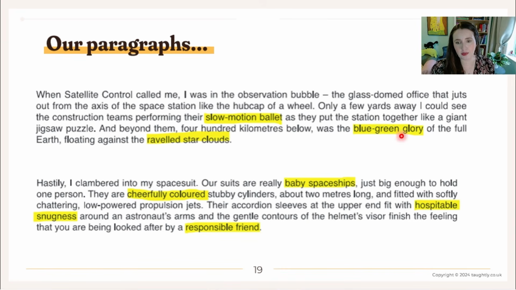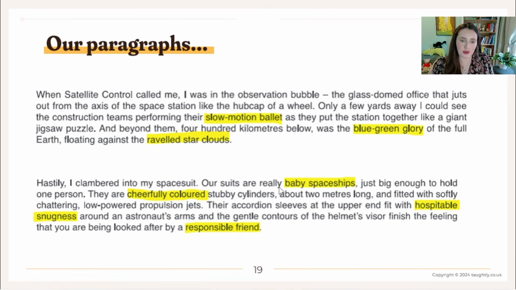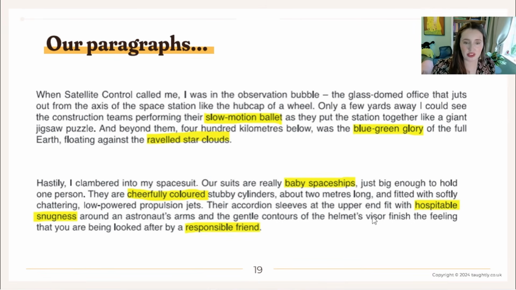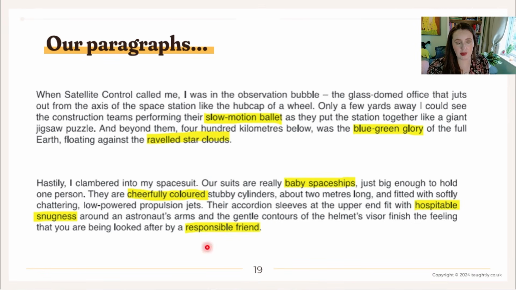The students also highlighted "blue-green glory of the full Earth". You might want to put in "of the full Earth", but really the imagery is coming with "blue, green, glory". "Baby spaceships", I mean, what is the benefit of our suits really? That's not where the imagery is coming from, so he's right to highlight just that right there. "Being looked after by a responsible friend", I do think the main image is of the responsible friend. You could potentially quote "looked after".